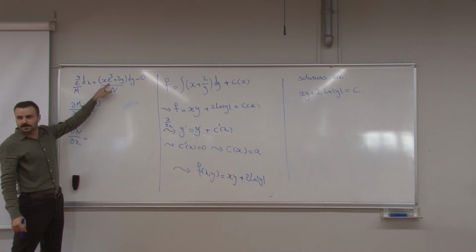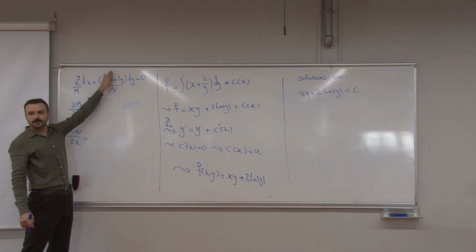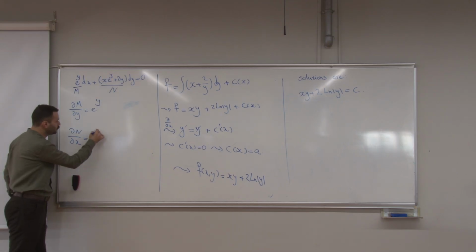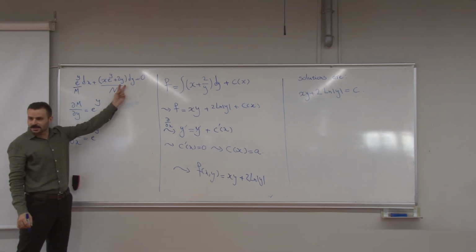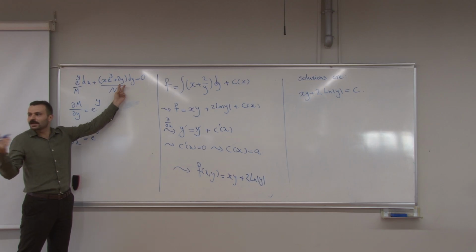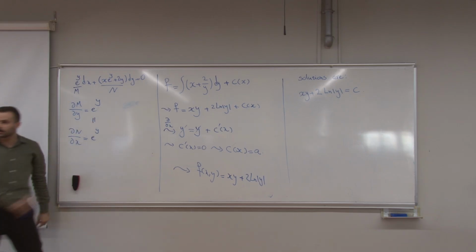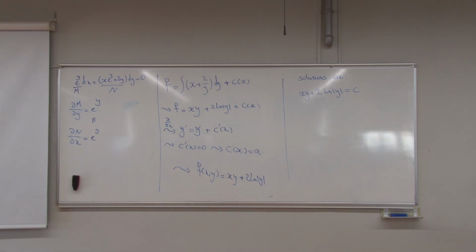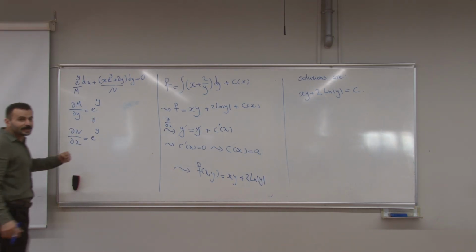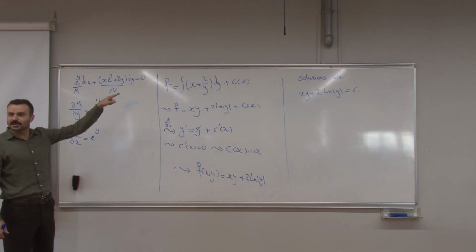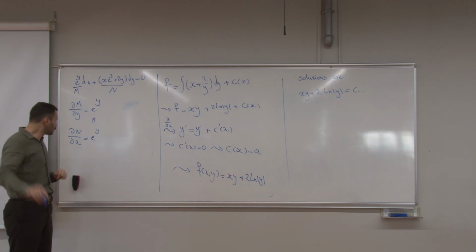x e to the power of y's derivative. e to the power of y is just a constant, and so it is going to be e to the power of y. Plus 2y's derivative. 2y is also a constant, and if you are taking the partial derivative with respect to x, it is 0. And these are equal to each other. Since these are equal to each other, we are sure that there exists such function f such that its derivative is equal to those things.